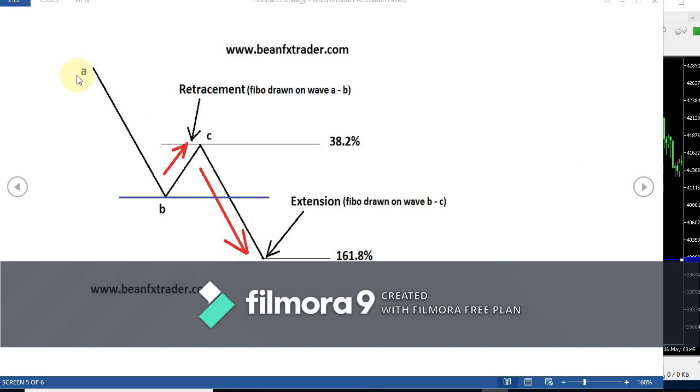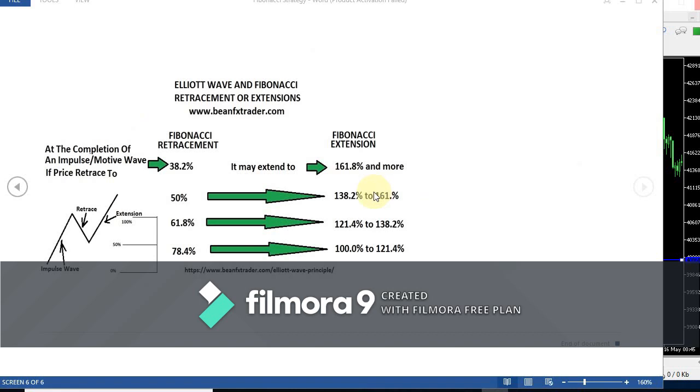Now a recap is that if price moved either in a bearish or bullish trend and it retraces, if it retraces up to 38.2% and continues in the direction of the trend, price may extend up to 161.8% and more. But if it retraces at 50% in the opposite direction of the trend, and price now continues in the original direction of the trend, it may extend up to 138.2% up to 161.8%. Likewise, a 61.8% retracement may take price to 121.4% up to 138.2% extension. Also a 78.4% retracement of price, and now price continuing in the direction of the original trend.